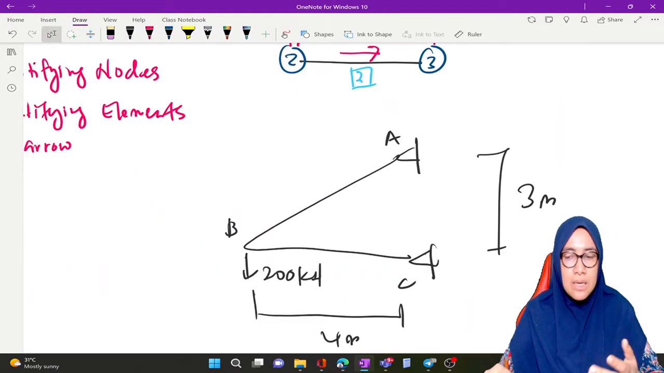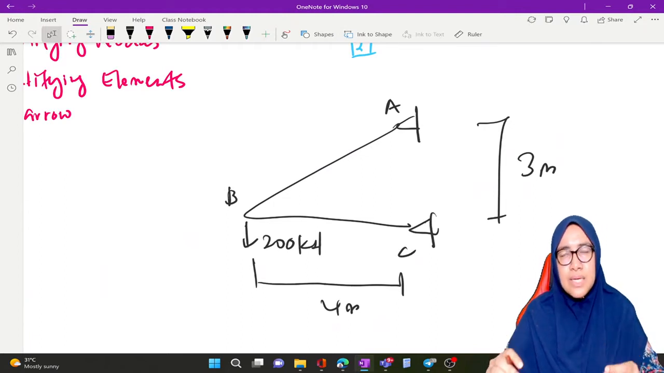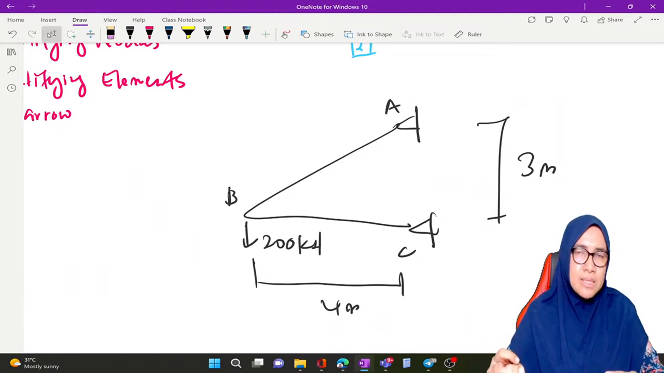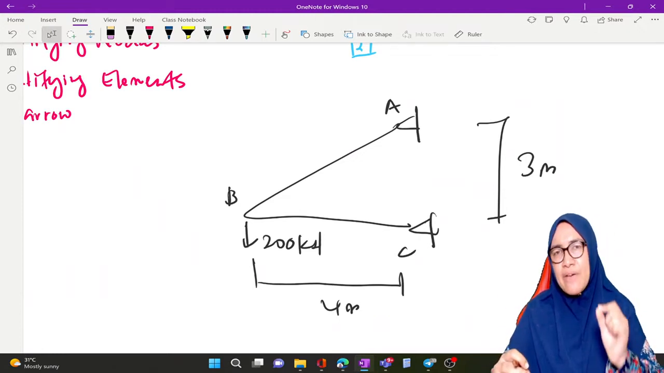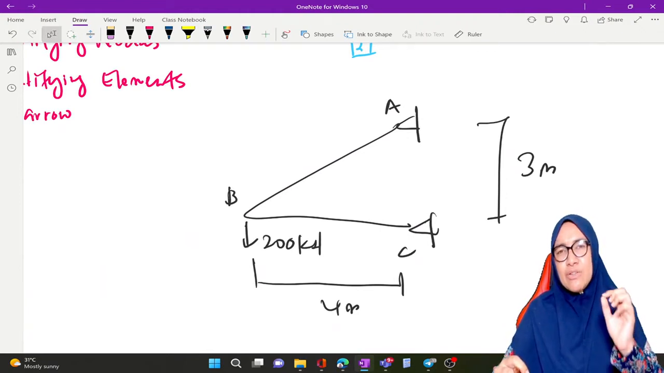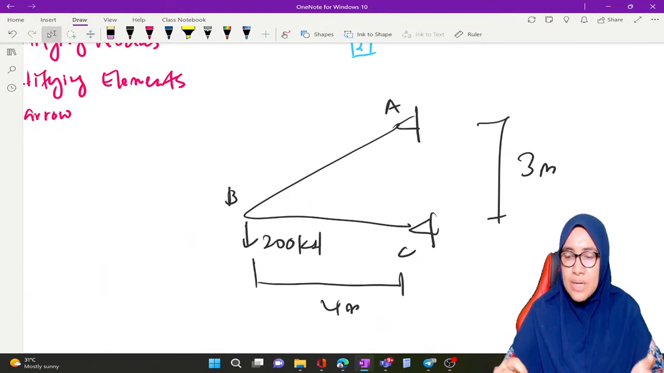It is like this. Since the stiffness method is based on a coordinate system, we should transform this into a coordinate system. That means every node we have to label by coordinate.